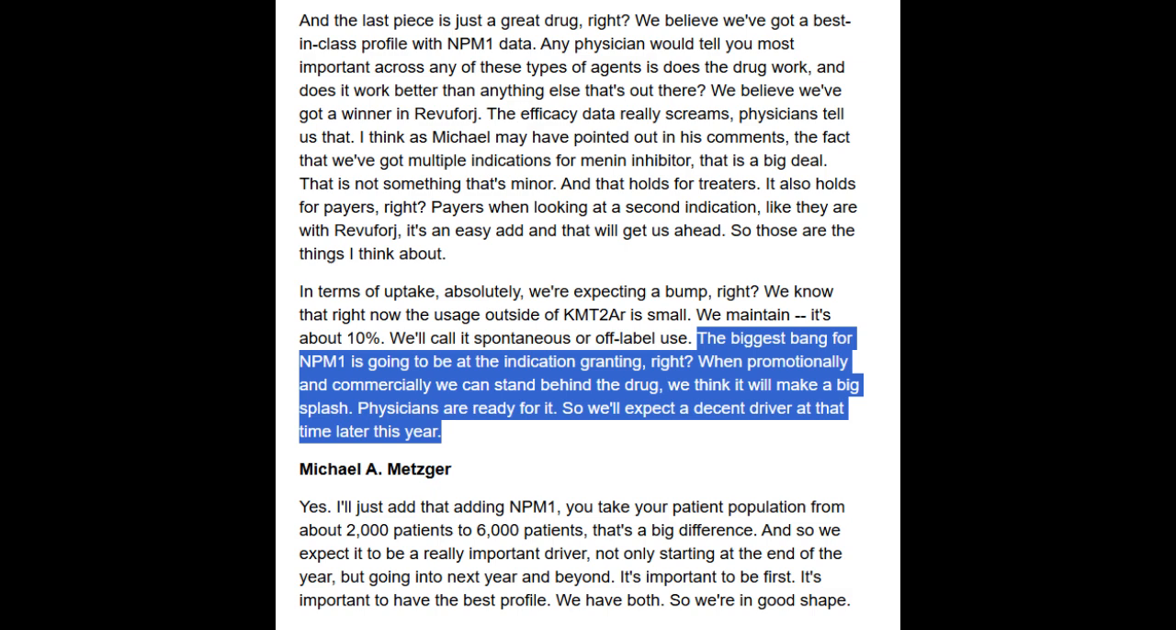And they mentioned that they think it's going to drive a lot of people to want to prescribe the drug. They're like 10% off label right now. I'm assuming that that's some physicians prescribing this drug in advance because they know that this is going to have the expanded indication. They know that it works. But as soon as they get this indication, which is supposed to be the end of October, then this will make a huge, huge difference.